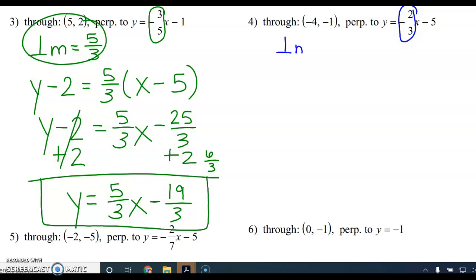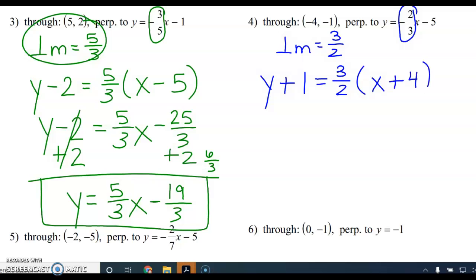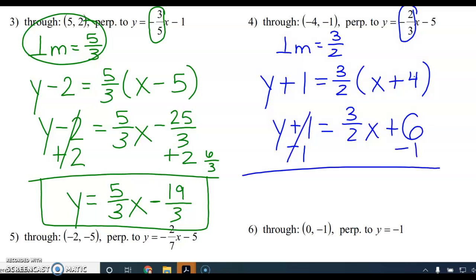All right, number 4, current slope is negative 2 over 3. So the perpendicular slope, the opposite would be positive. The reciprocal or the inverse of 2 over 3 would be 3 over 2. So y minus negative 1 is y plus 1 equals slope 3 over 2 times x minus negative 4, goes x plus 4. So y plus 1 equals 3 halves x plus 3 times 4 is 12 over 2, is 6. So you have a plus 1, we subtract 1. So y equals 3 halves x, 6 minus 1 is 5.